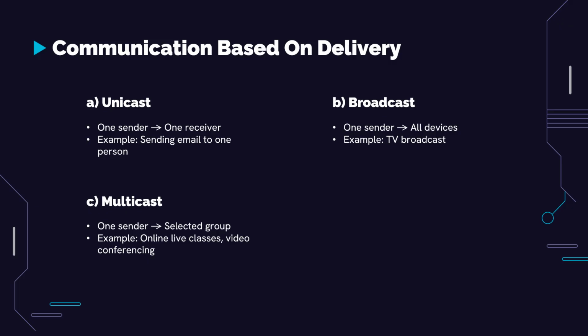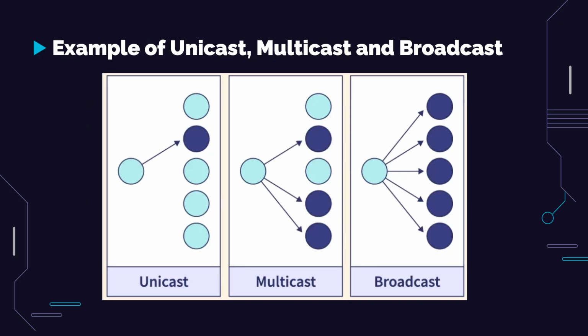A unicast example is sending an email to one person, and the broadcast example is TV broadcast. In multicast, you can take the example of online live classes and conferencing. This is the example of unicast, multicast, and broadcast.